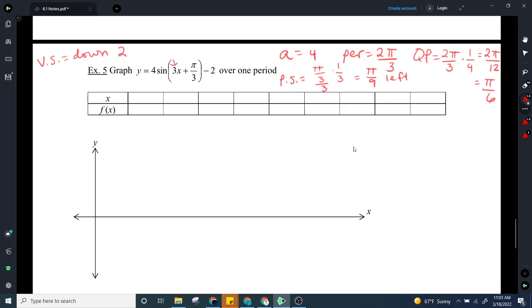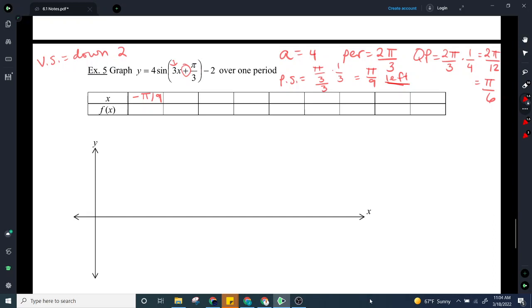Because the phase shift is pi over 9, and notice it's to the left, that means we're going to start out at negative pi over 9 instead of 0, because this was to the left. Remember, it's opposite whatever the sign is. It's going to start out at negative pi over 9. Now, to get the next key value, I have to add the quarter period.